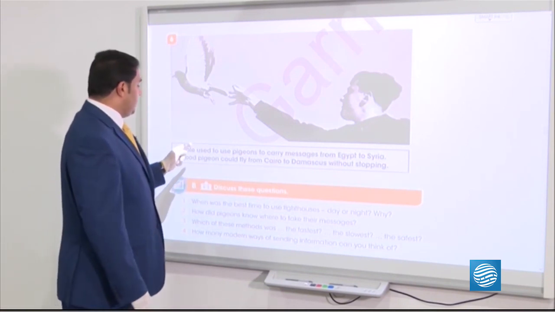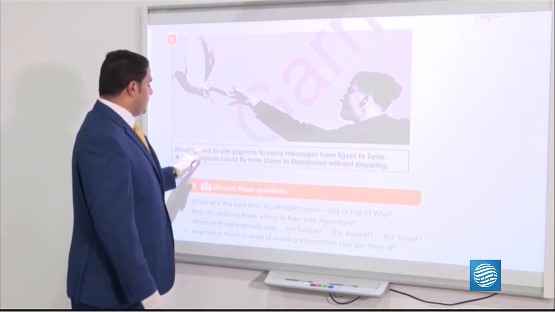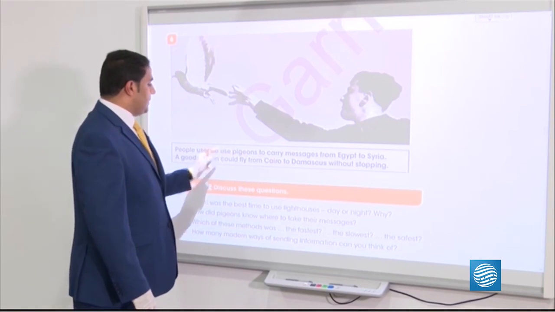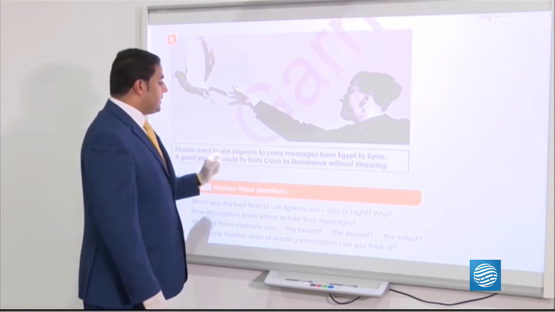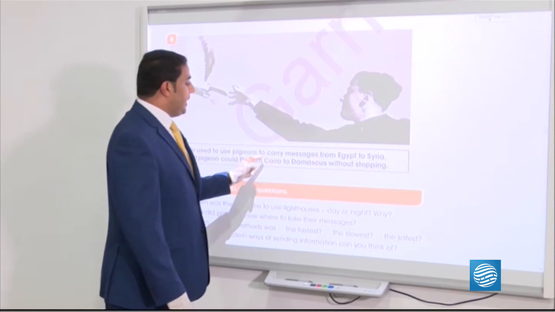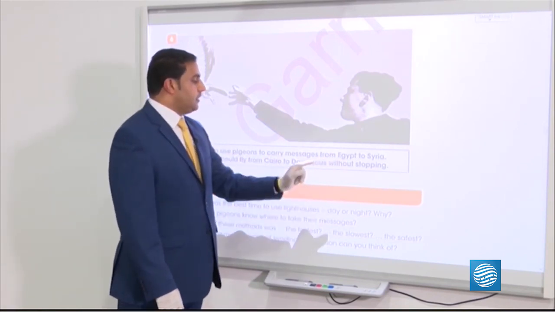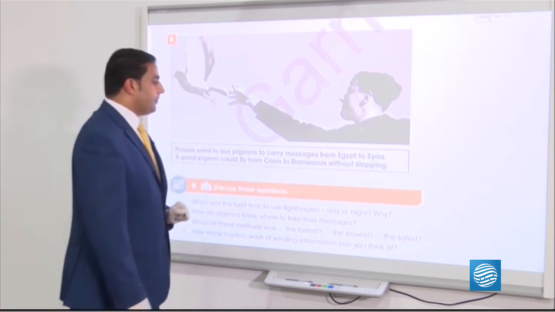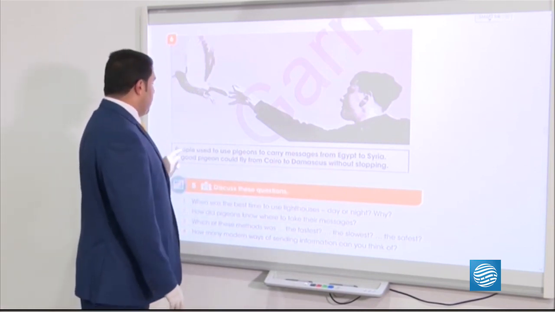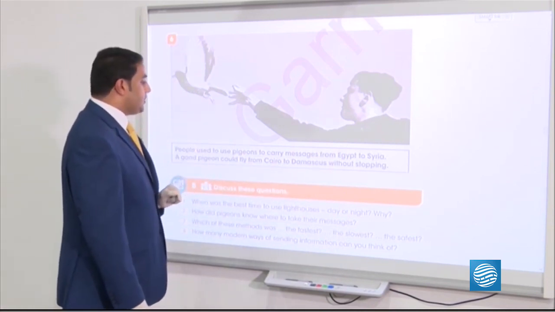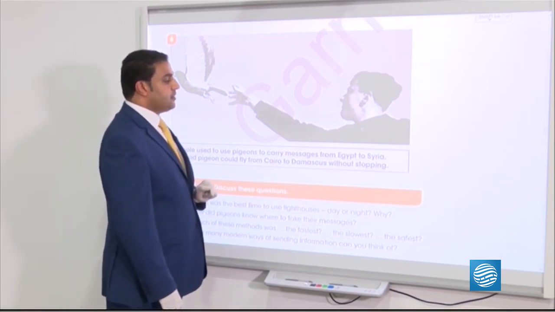People used to use pigeons to carry messages from Egypt to Syria. Again, people used to use pigeons to carry messages from Egypt to Syria.